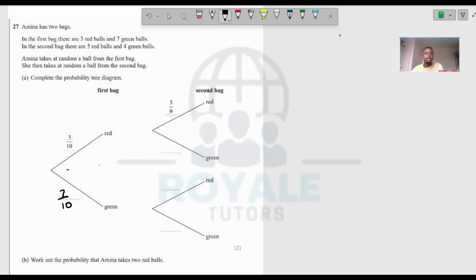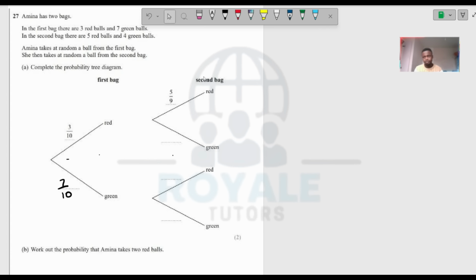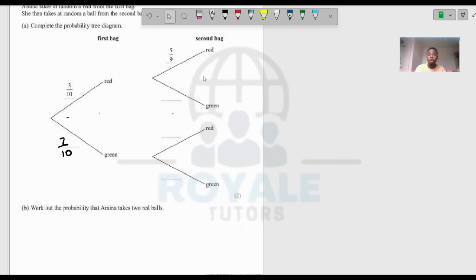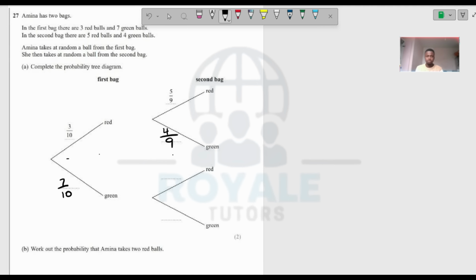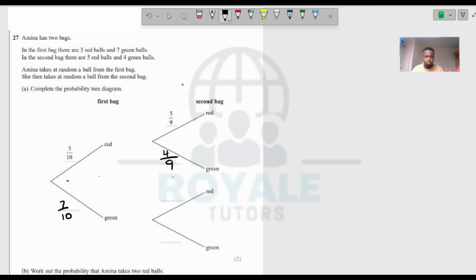Then moving to the second bag, take note the selection in the first bag is not affecting what you have in the second bag. They are not dependent, all right? So in the second bag, if we have 5 red and 4 green, that means 5 out of 9 will be red, then 4 out of 9 is green. That's for the probability of green, number of green over the total number in the bag. Then red will be number of red over total number of balls in the bag, number of green over total number of balls in the bag.